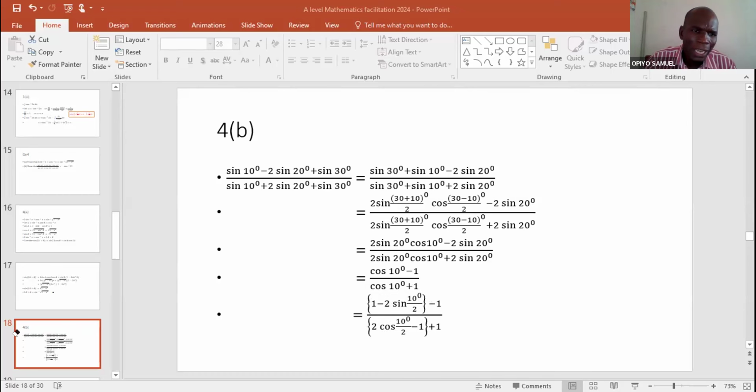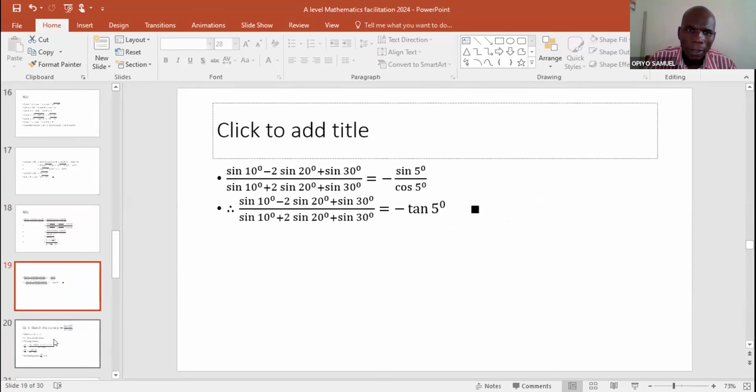That takes us to the next slide. We remain with a negative sine of 5. Of course, 10 divided by 2 is 5. Then cos of 5 degrees. But sine over cos is tan. That brings us the result. So that is for the numbers which were provided.